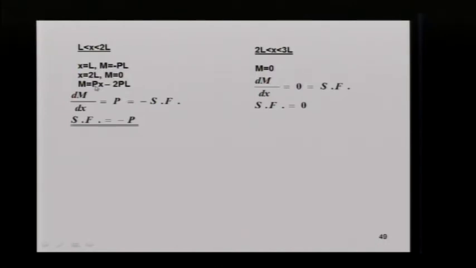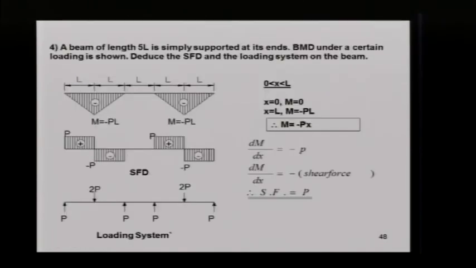So once we do that, we do dM by dx, and we find that it is in fact equal to P, and we know that dM by dx is equal to the negative of shear force, so the shear force equals minus P. So in that region between L and 2L, the shear force now suddenly changes from being plus P to minus P. So it becomes minus P here.